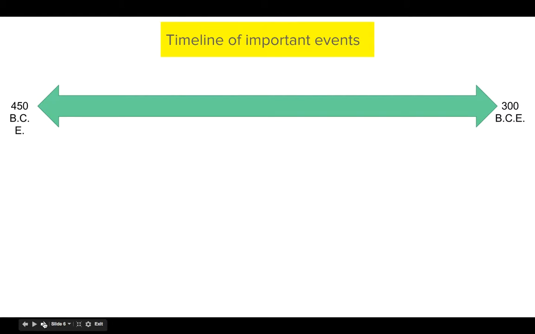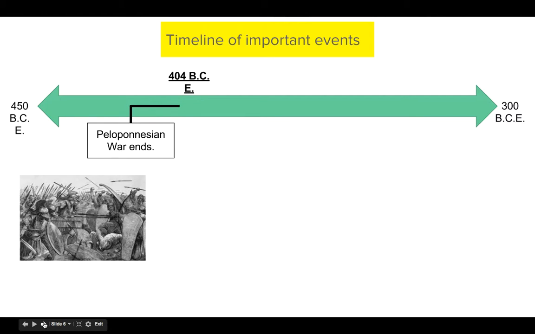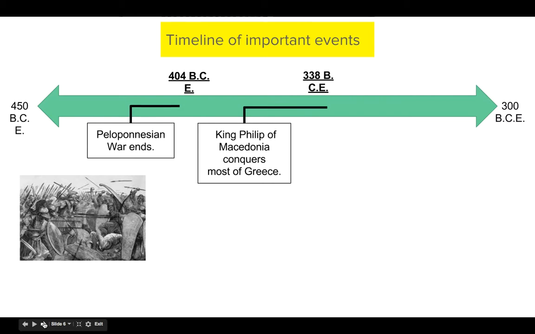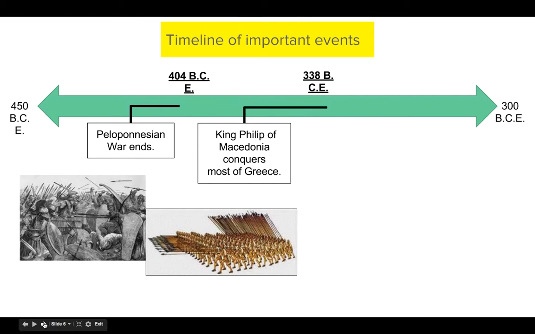So here's a timeline of events that we need to know. The timeline goes from 450 BCE to 300 BCE. Now remember, the numbers get smaller as you go into the future when we're talking about before Common Era. But let's take a quick look at a couple of things that we should take note of. So in 404 BCE, the Peloponnesian War ends, and we see Sparta take control. So then we've got 338 BCE. King Philip of Macedonia conquers most of Greece.